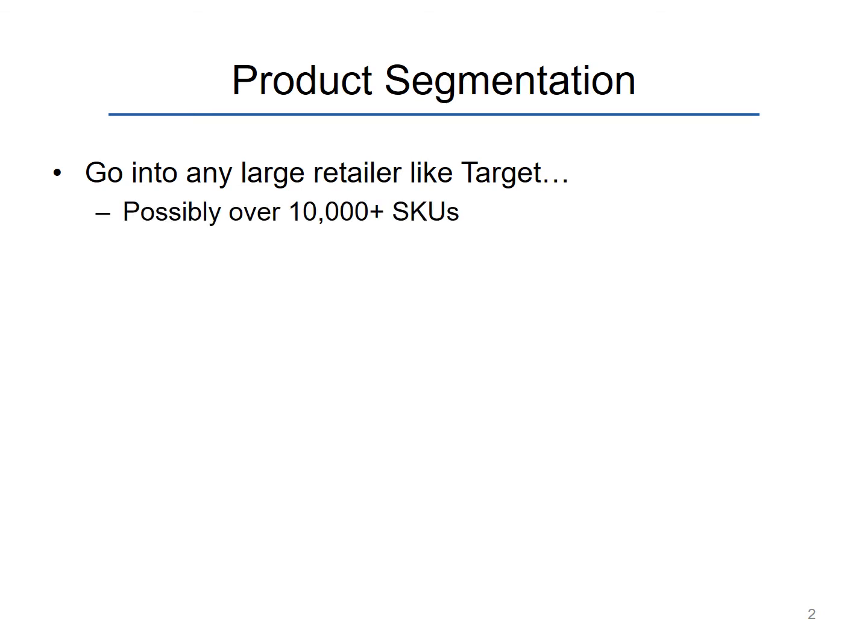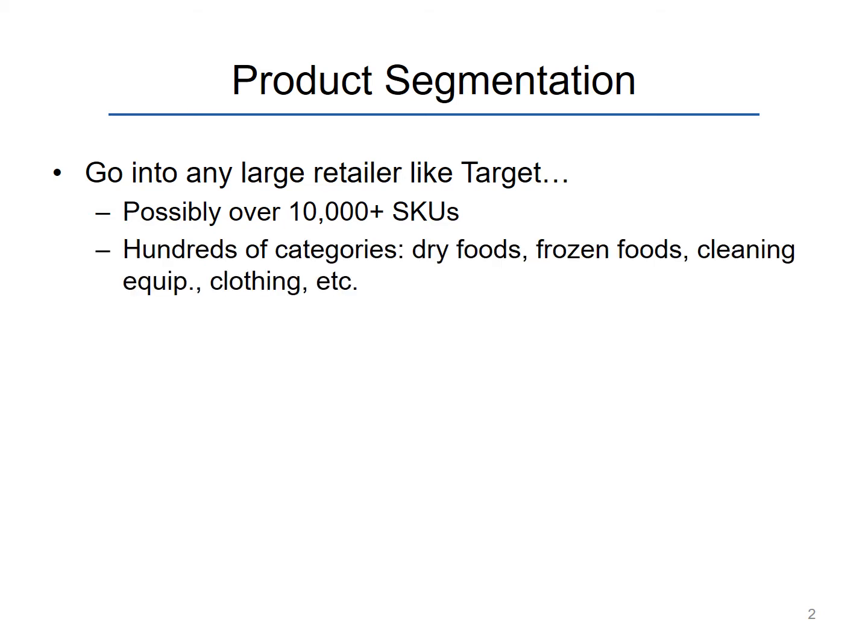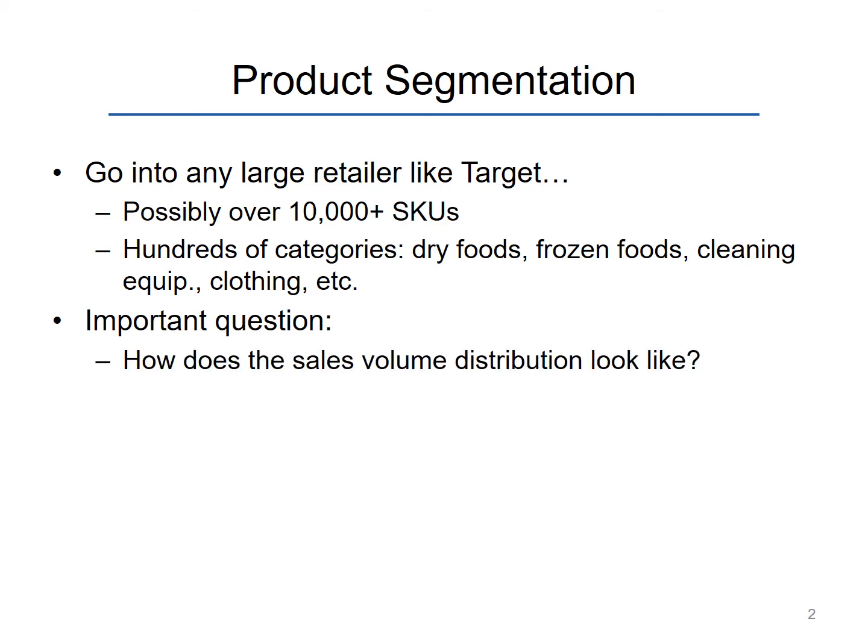If we were to walk through any retailer like Target or Walmart, we would see thousands of products. So possibly over 10,000 types of products or SKUs, probably hundreds of categories. For example, dry foods, frozen foods, cleaning equipment, clothing, etc. The important question I posed at the end of last video was how would the sales volume distribution look for these SKUs? Would it be uniform? Would it be normal? How would that look?